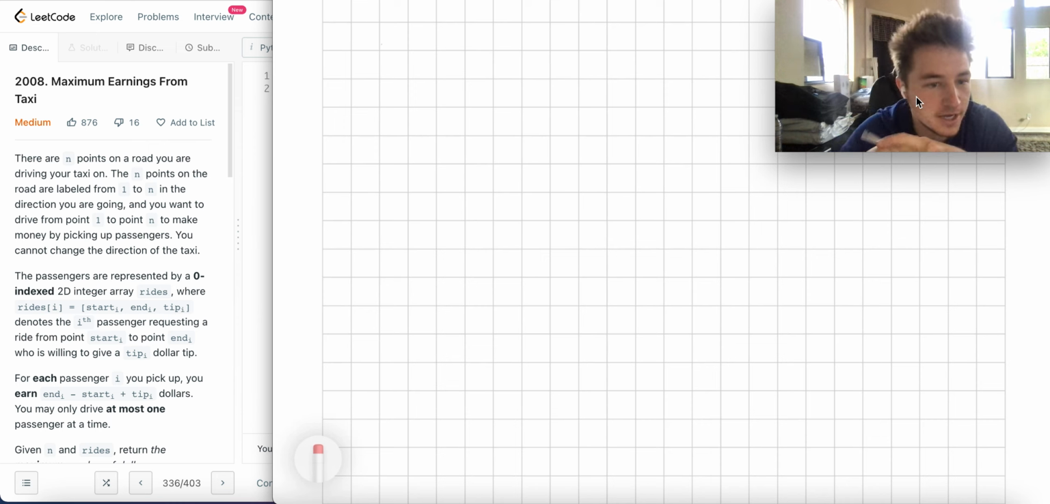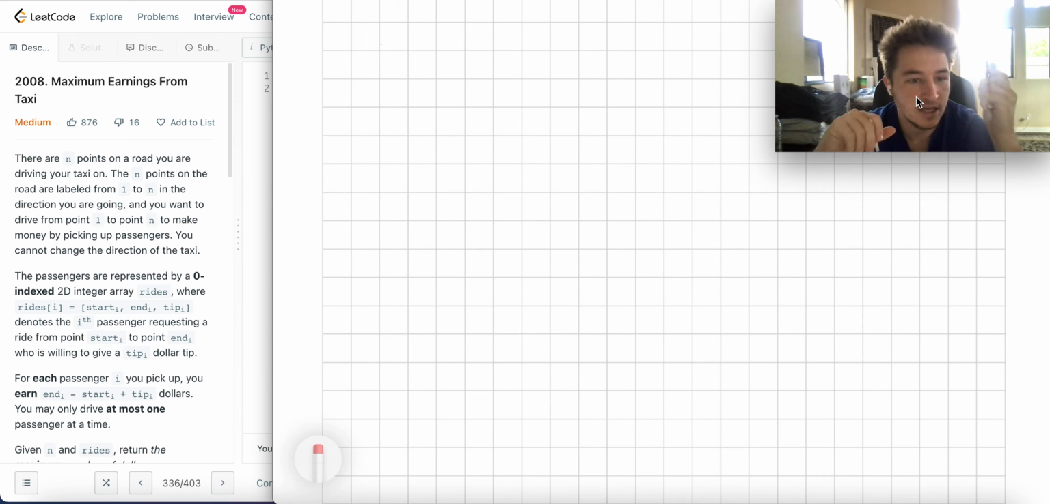Okay, so there are n points on a road you are driving your taxi on. The points on the road are labeled from 1 to n in the direction you are going. You want to drive from point 1 to point n to make money by picking up passengers. Apparently I can't read correctly. You cannot change the direction of the taxi, all right?